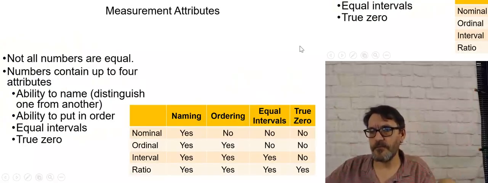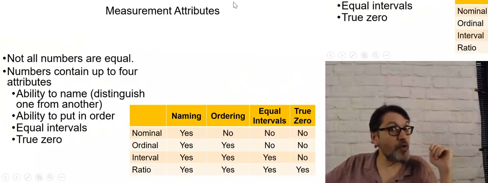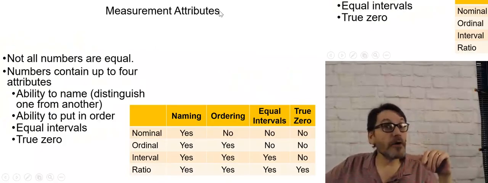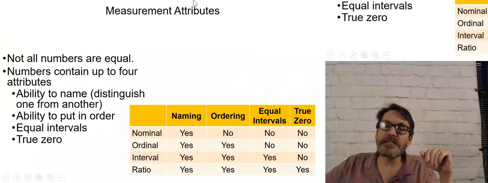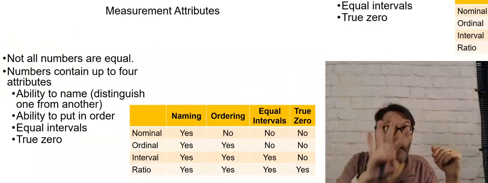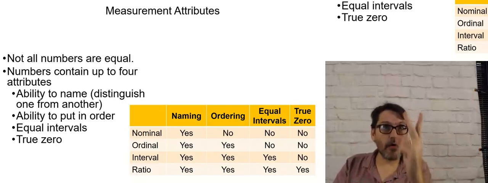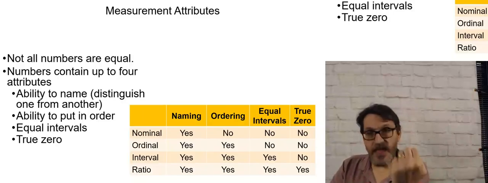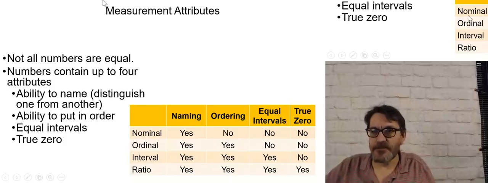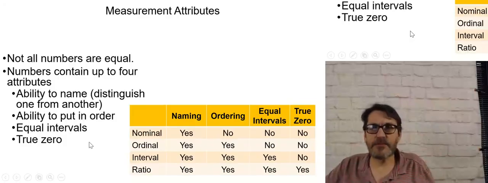So when it comes to numbers, and this is something that is incredibly relevant for your statistics class, it's less relevant here, not all numbers are equal. Numbers can contain up to 4 different properties. It turns out numbers can have either one property or 2 or 3 or 4. The first property is the ability to name things. So nominal scale data, which is the lowest type of data, has simply one characteristic: it can name things.